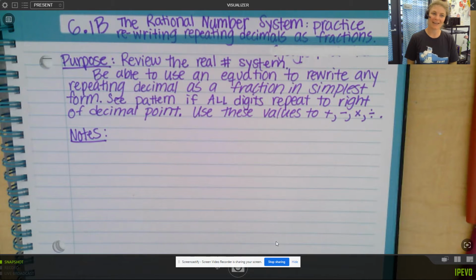It's going to be a great one. Today, we're looking at 6.1b, the rational number system. We're going to practice rewriting repeating decimals as fractions. Since we already know repeating decimals, like 0.3 repeating, can be written as 1/3, we are going to look into exploring other repeating decimals, any repeating decimal in the whole world, and you can write it as a fraction.